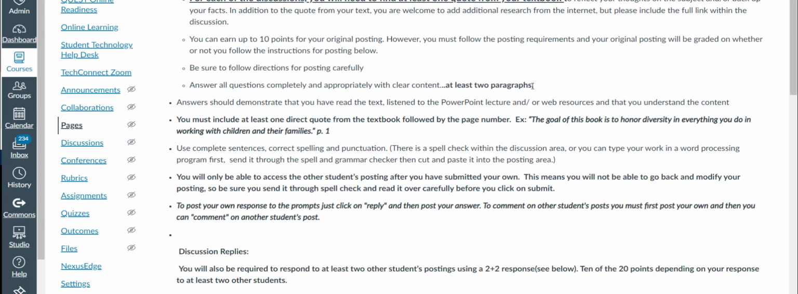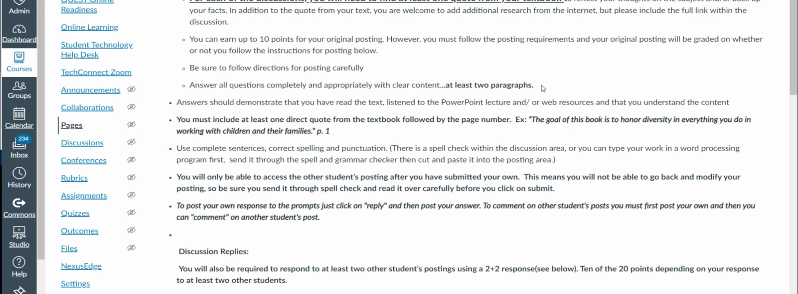Make sure that your response is long enough. You'll notice here it says answer all questions completely and appropriately with clear content, at least 2 paragraphs. You need to make sure that you're really explaining your view or your opinion, depending on what the discussion forum is on. But you need to be very clear. This is an assignment. This is how I grade what you know. This is how you're showing me you know what you're talking about, and you can link it to our textbook and things like that, which I'll get to in a second.